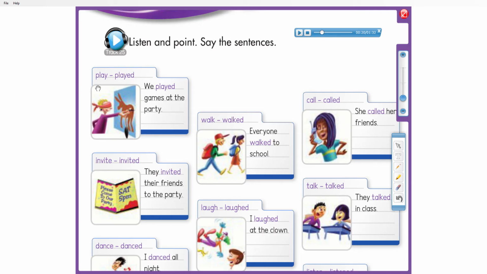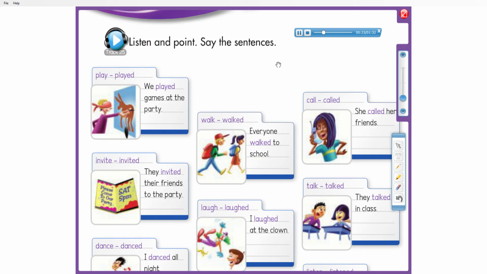We have here play, played. This is the verb in the simple present, and this is the verb in the simple past. Today, I play. Yesterday, I played. We played games at the party.